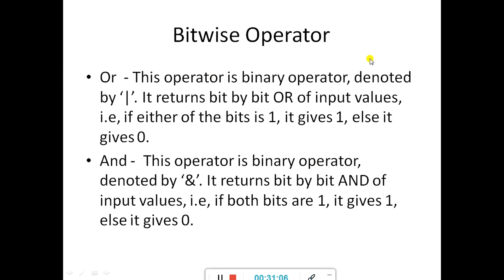Then you have a bitwise operator. A bitwise operator is nothing but something that works on the operands and gives us a value. This operator is a binary operator, denoted by a single vertical line. This is OR. It returns the bit by bit OR of input values. That is, if either of the bits is 1, it gives 1, else it gives 0.